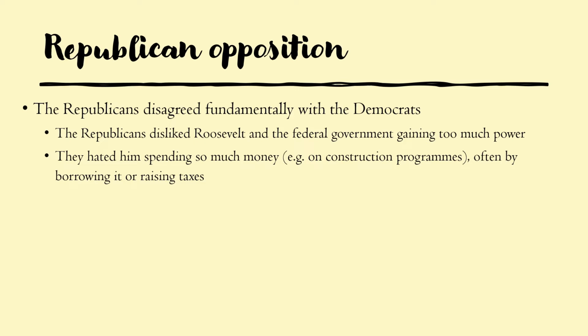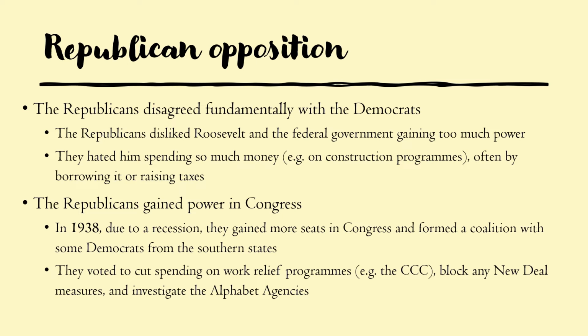And they also hated, crucially, spending so much money, for example, on all these construction programs and the Works Progress Administration, all these alphabet agencies that he'd set up and was spending billions of dollars on in order to improve American life. They didn't like this because he was borrowing the money, or increasing taxes in order to pay for it, especially taxes on the wealthy. And this was against the Republicans' ideas of low tax and limited borrowing, so they thought that he was being financially reckless. The second key feature is that the Republicans gained power in Congress.